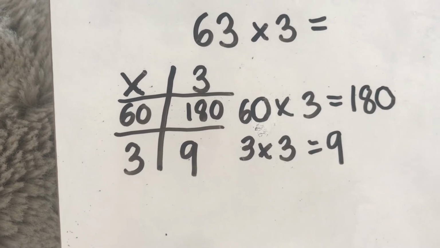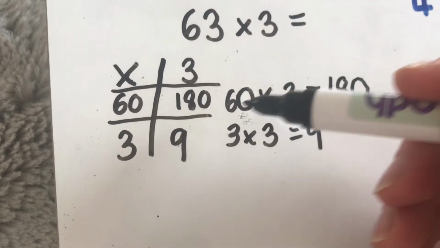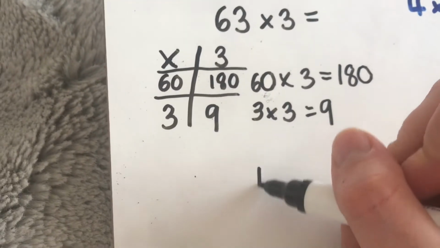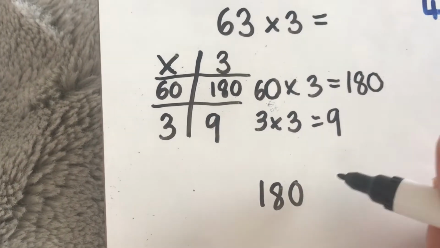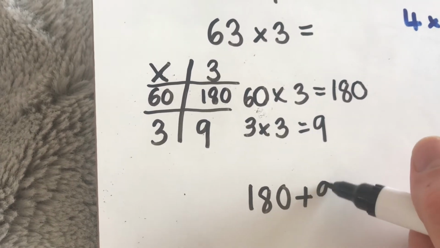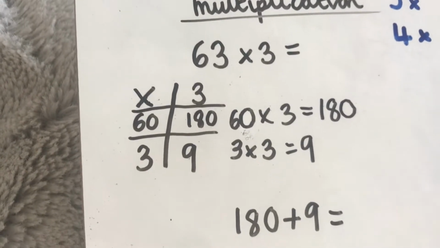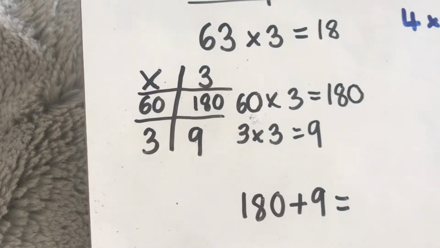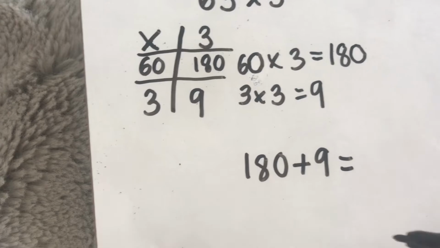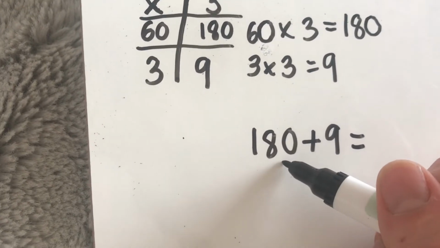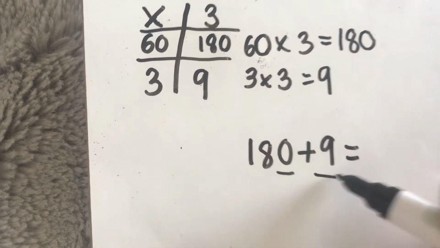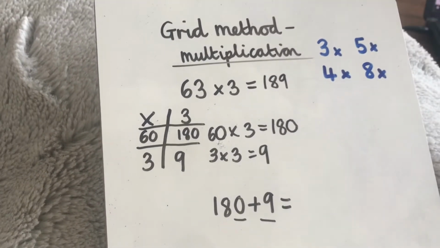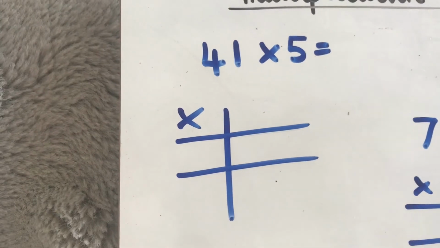And the final step is to add these two numbers together. So you've got 180, add 9. What's the answer? You've got 100, you've got 8 tens, you've got no ones here, but you've got 9 ones here. So it's 189, okay?